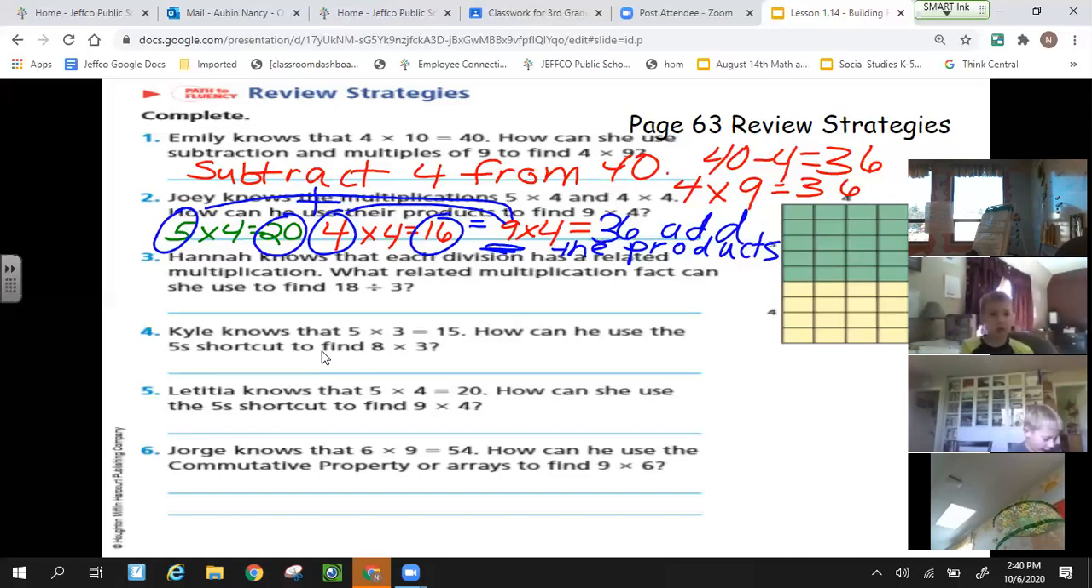Not 18 times 3. That's going to be too big. 18 divided by 3 first. Then what multiplication goes with that? All right, let's go ahead and try to solve 18 divided by 3. First of all, how many 3s are in 18? Let's count. 3, 6, 9, 12, 15.